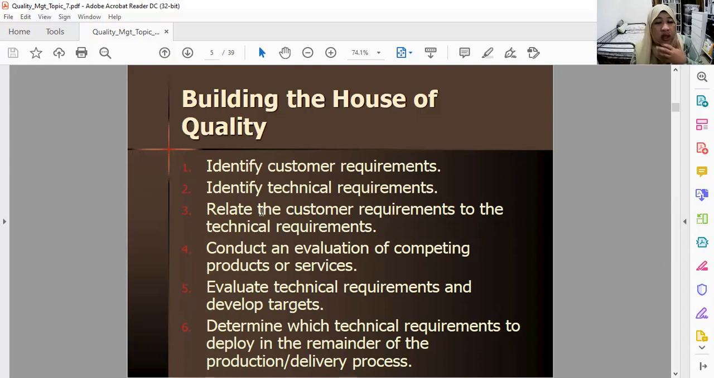So that's why, if you sell, there must be someone buying your product. But in order to have the buying process, whether that product or that service really fulfills the needs and wants of the customer. So this is identifying the customer requirement. And the second one, identify the technical requirement.